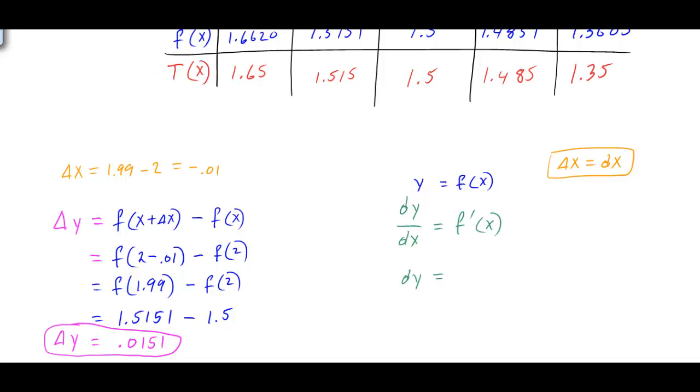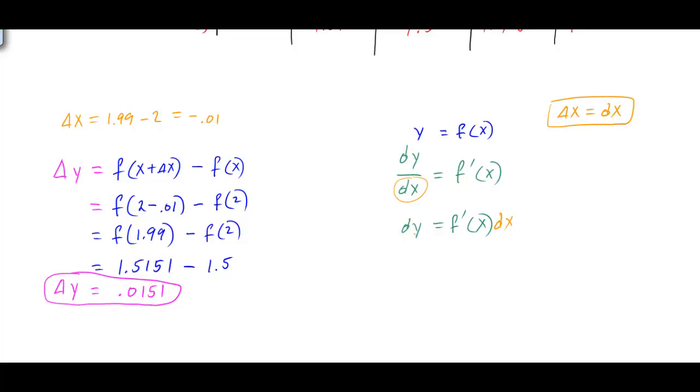Well, we know that y is equal to f of x. So if we take the derivative, that would be dy over dx. The derivative of y with respect to x is equal to f prime of x. If we multiply dx on both sides, we end up with f prime of x times dx. And this here is our differential of y. This is finding an approximation of the change in our y.